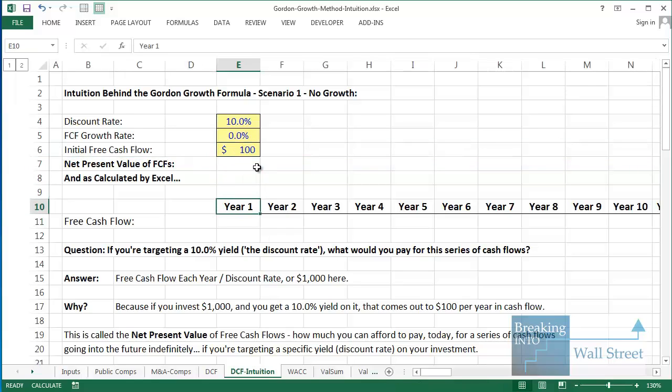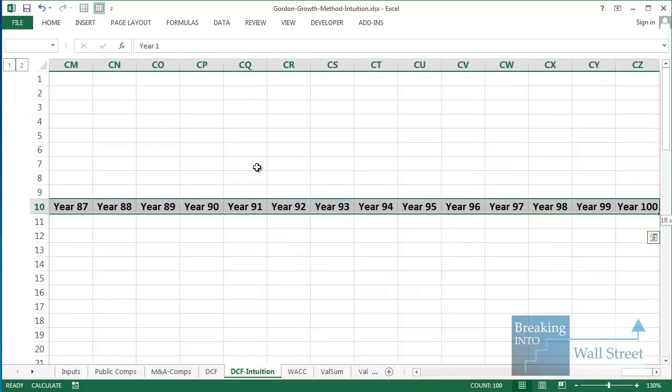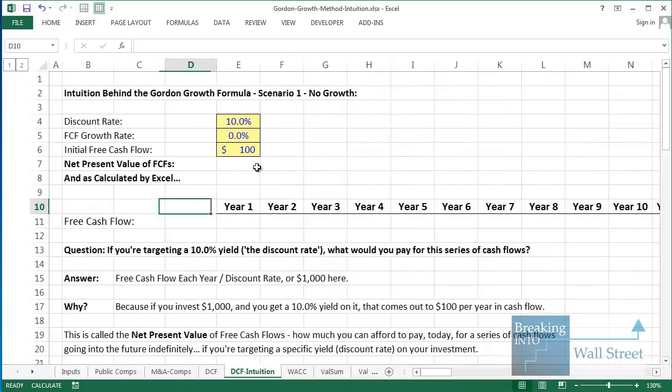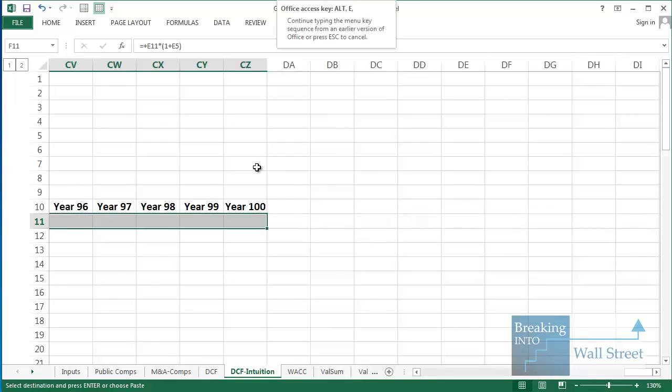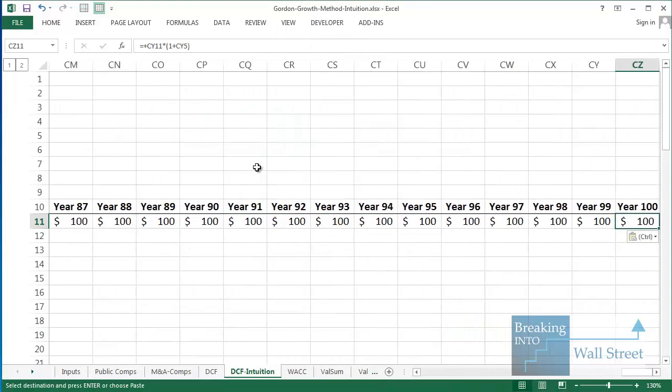So all these years, year 1 over to year 100, this is our terminal period, what we're not modeling in the DCF analysis, what goes beyond the end of our model there. So for the free cash flow, let's just plot this out and see what happens. So we have 100, and remember, we're saying no growth, so we're just going to take our previous term times 1 plus the growth rate, which of course is just 0, but we're going to have that anyway. And let's take this all the way over to year 100. And as you expect, it's 100 each year.